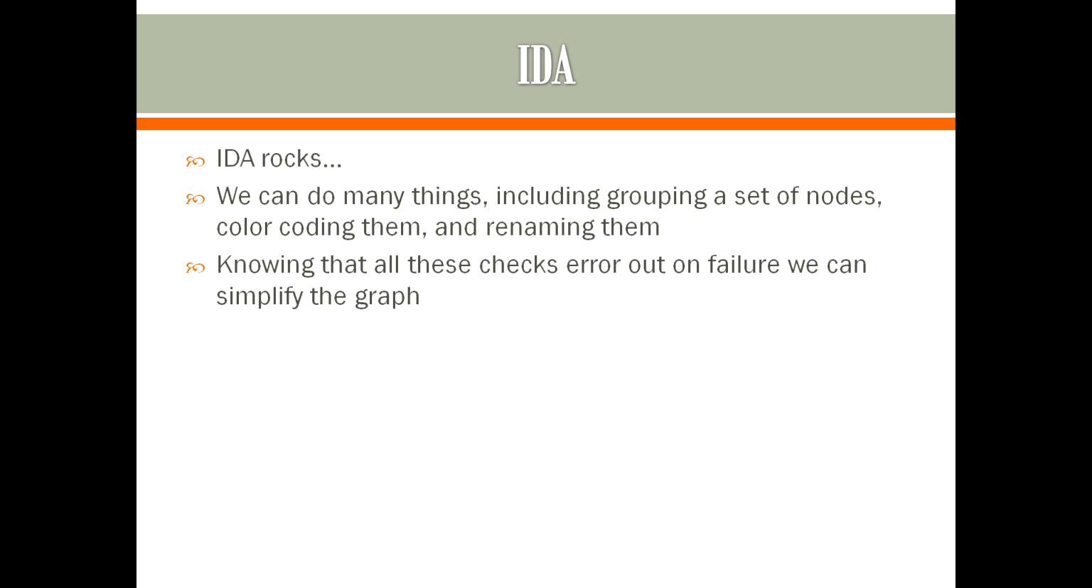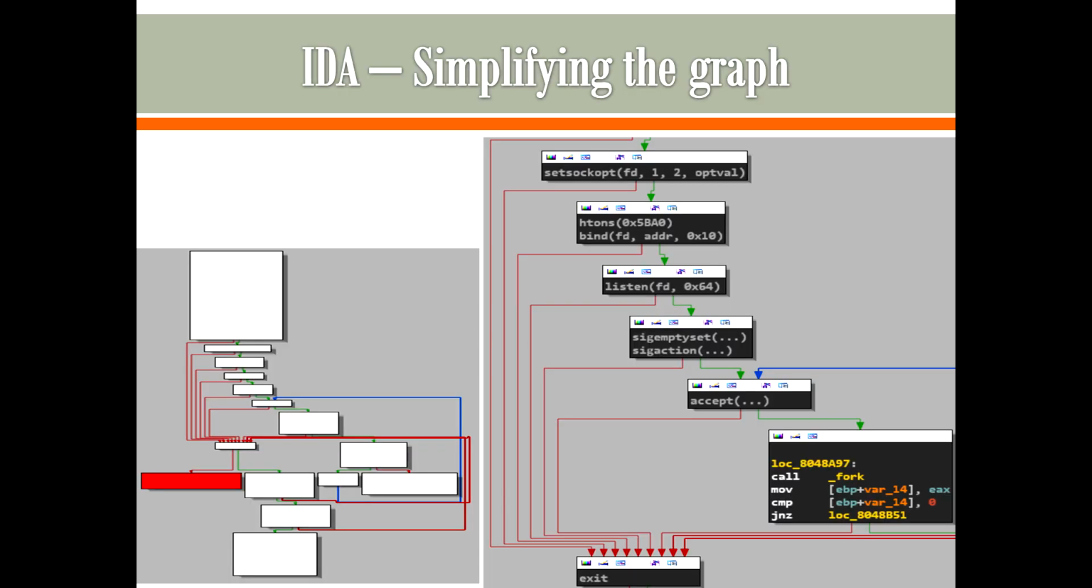IDA is a powerful tool for static analysis. It even allows us to simplify our graphs so that we can make better sense of what we're reversing. This is a simplified version of the stair-step example we were looking at. On the left-hand side, you'll see that I've grouped together all the failure cases into one node. You'll see that right here.